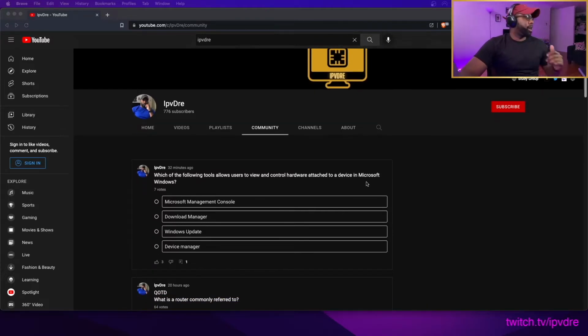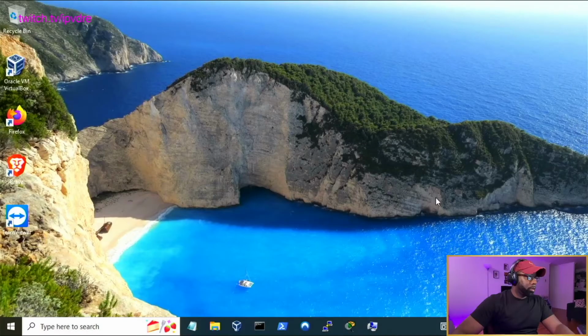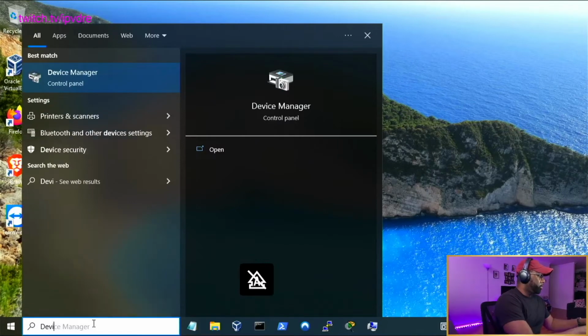So it's going to be the Device Manager. If you don't know what the Device Manager is, I'm going to show you right now. Honestly, I don't even know what the Download Manager is, so we can explore that as well. So let's check it out right now. Okay, here we go. So let's see what the Device Manager is.